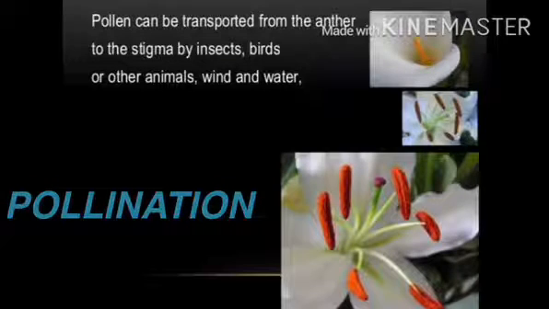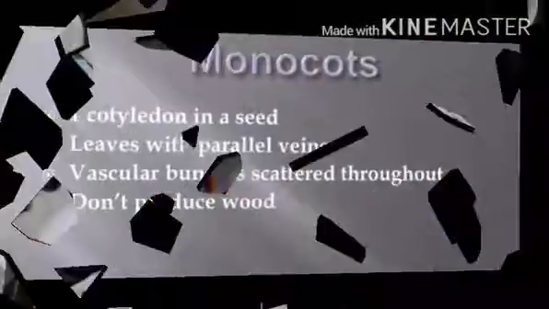Pollen can be transferred from the anther to the stigma by insects, birds, or other animals. Wind and water, insects, birds, and other animals are the pollinators, and this process is called pollination. Flowers develop into fruits and form seeds by the process of pollination. The transfer of pollen grain from the anther of the stamen to the stigma of the pistil is called pollination. After pollination, the ovule changes into seed and the ovary of the flower grows and develops into fruit.